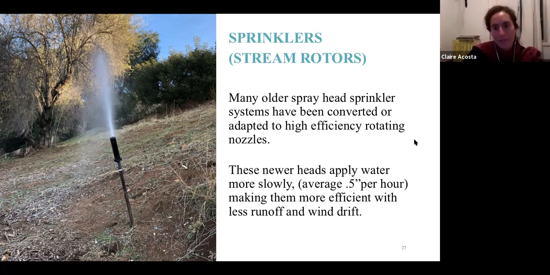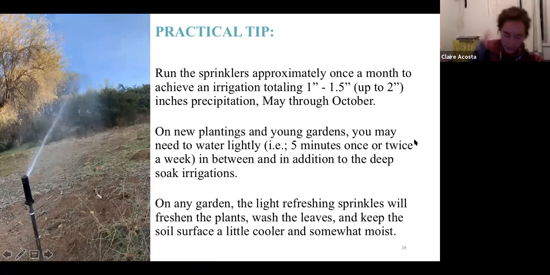Half inch per hour. With these MP rotators, or stream rotors, however you want to call them, the way it might look is running these sprinklers once a month to achieve, again, that 1 to 1.5 inches, maybe up to a max of 2 inches. So you're doing this potentially once a month between May and October, because those are our summer months, right?